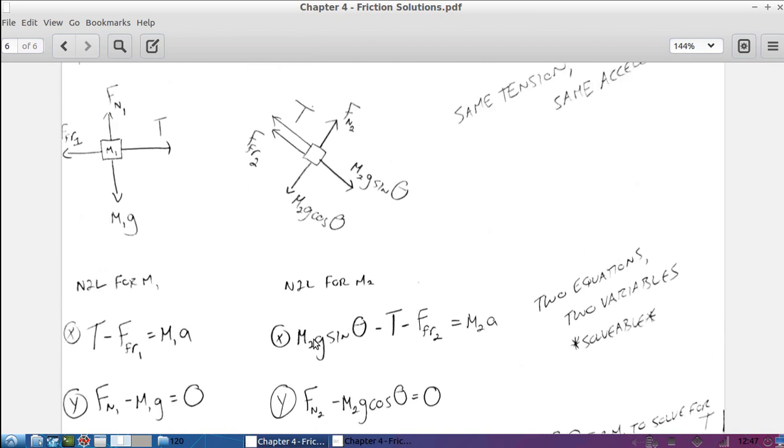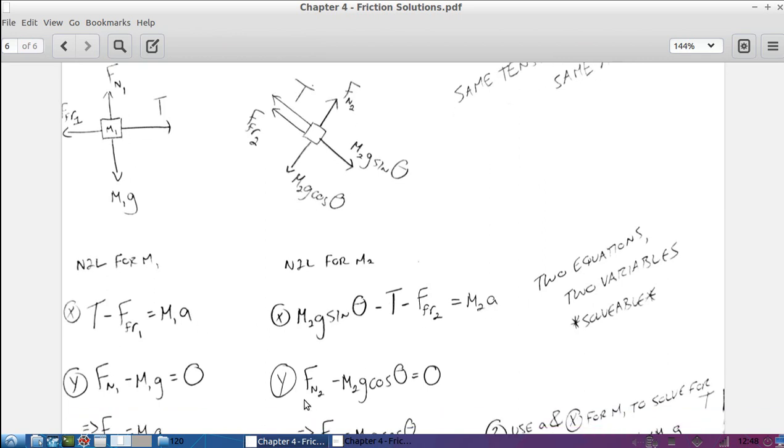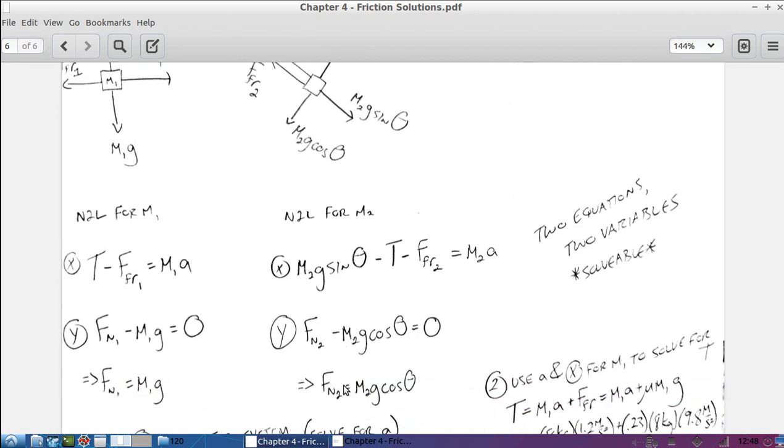For M2, in the x direction, we've got m2g sine theta down the incline, and tension and friction force up the incline. So m2g sine theta is positive, tension and friction are negative. M2 is also going to have an acceleration, so I'm going to solve for that. Both of these are the same, right? They're connected by a string, so they're going to have the same acceleration. In the y direction, we have to watch for this because we're on an incline. Normal in the positive y, m2g cosine theta in the negative y. So the normal force on block 2 is m2g cosine theta.